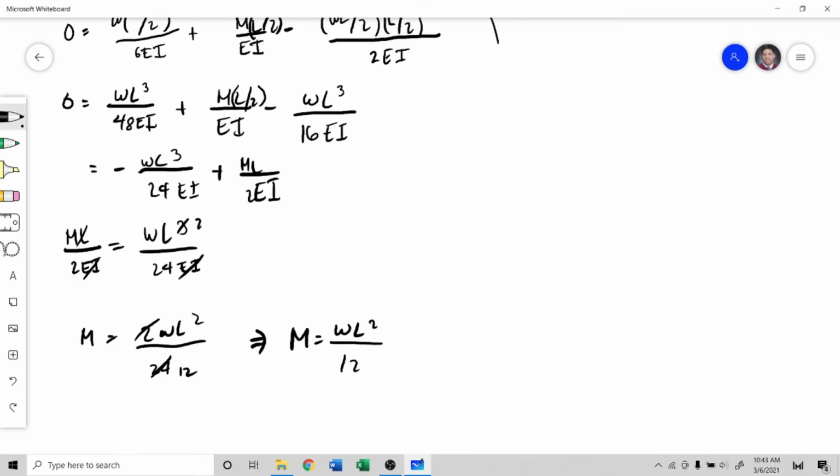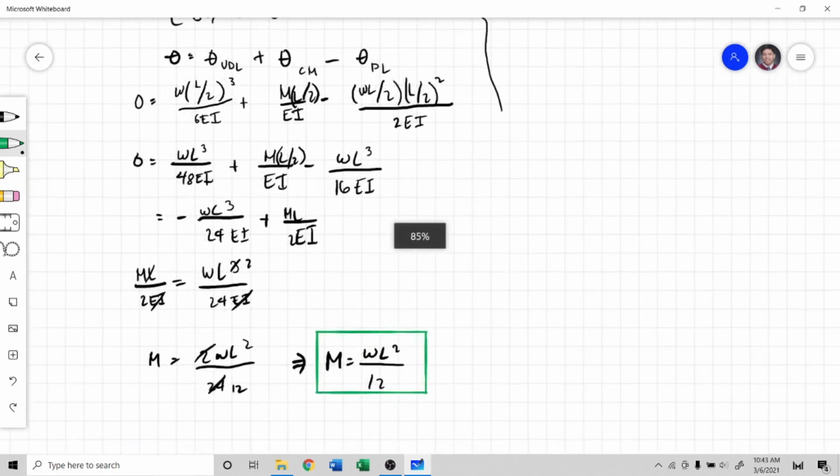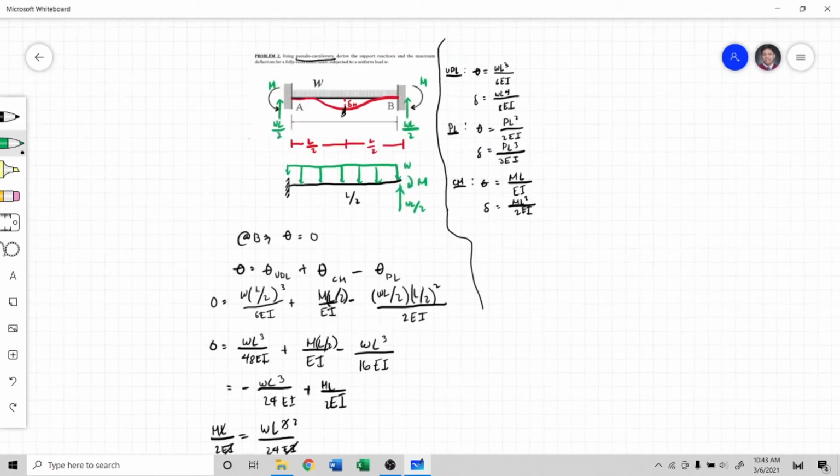So ito na yung ating another support reaction. Omega L squared over 12. So which is the default formula for a fully restrained beam, no? Omega L squared over 12 yan. Yung ating moment reaction. So, na-solve na natin yung ating moment reaction.